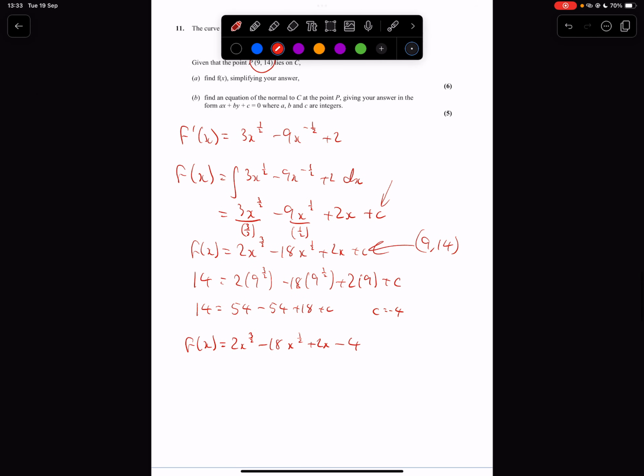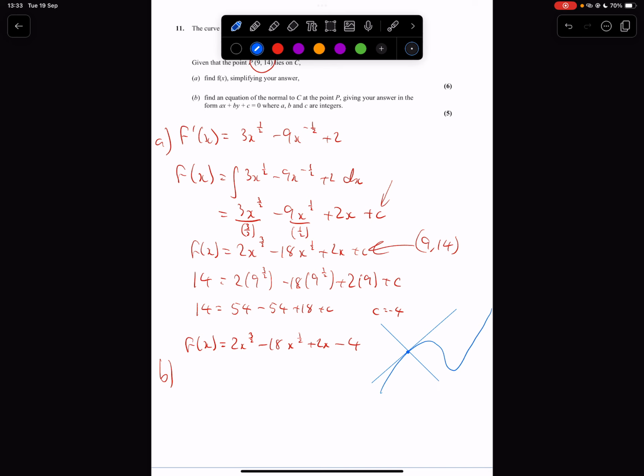Form an equation of the normal to C at point P, giving your answer in the form ax plus by plus c equals 0. So whatever our curve is, and my guess here is probably going to be completely wrong, the normal is different to the tangent. It doesn't go in the same direction. It goes at 90 degrees.